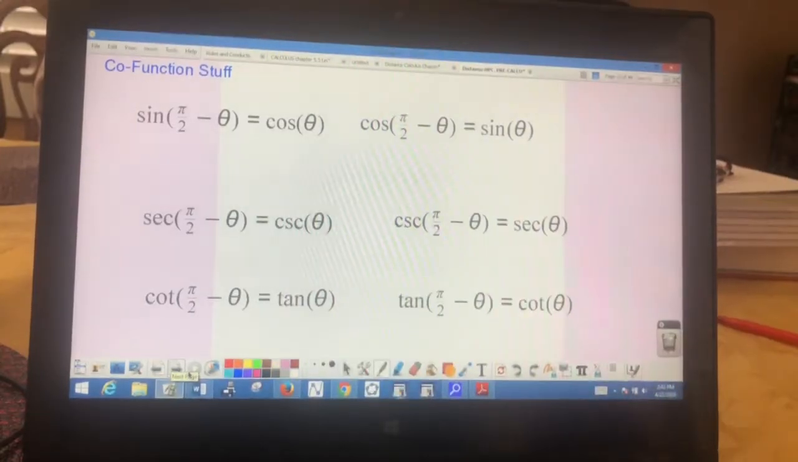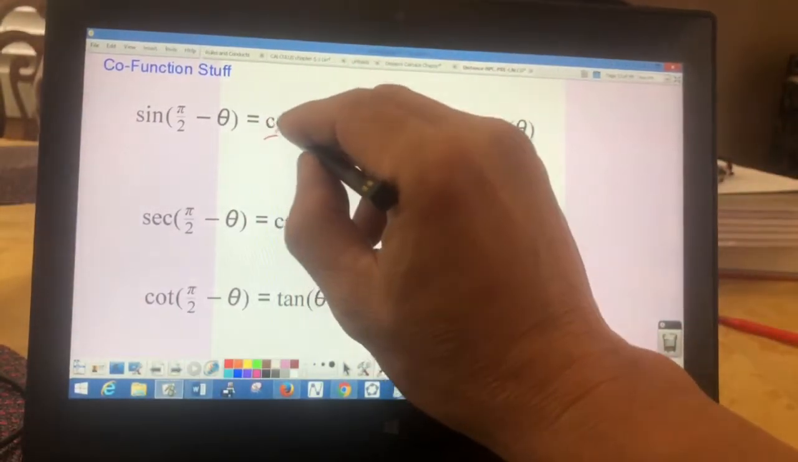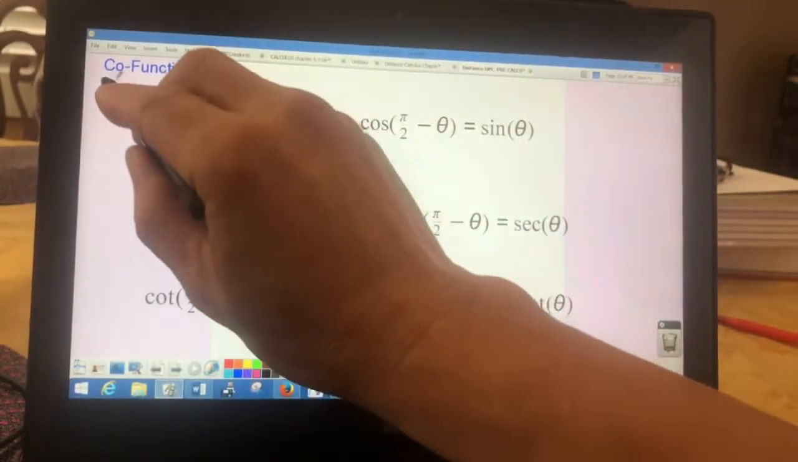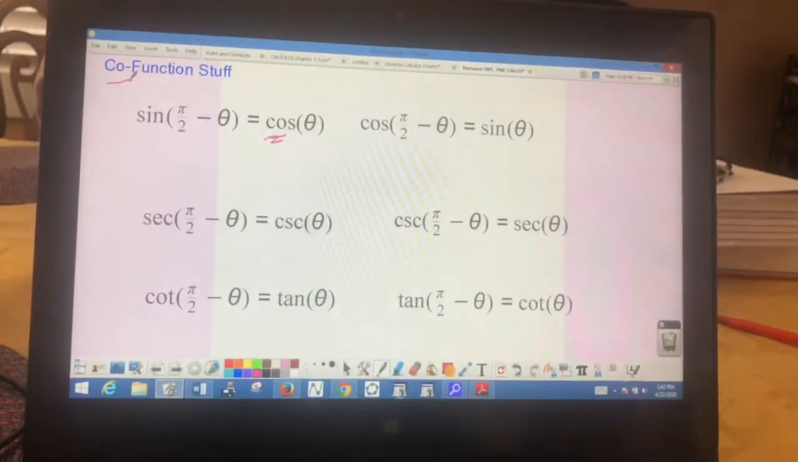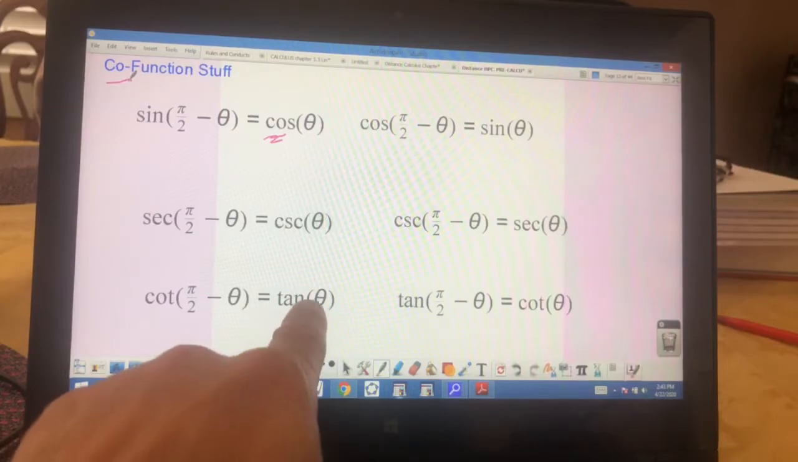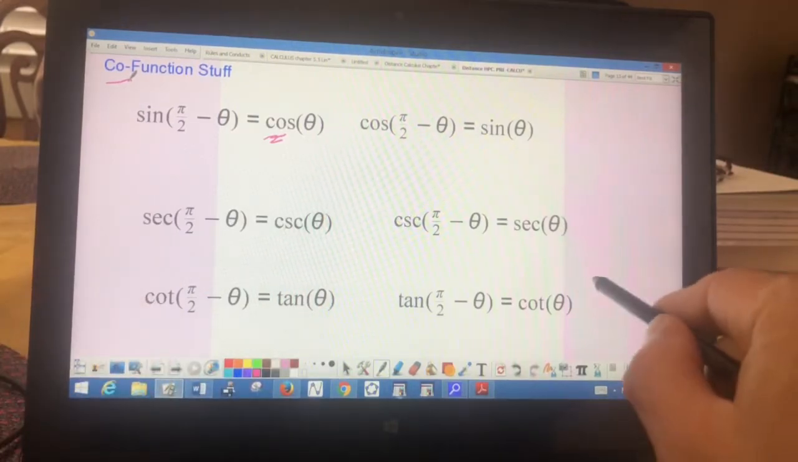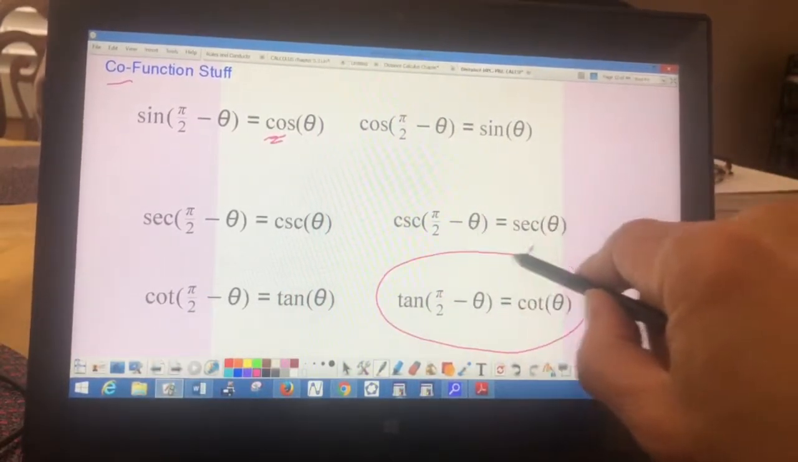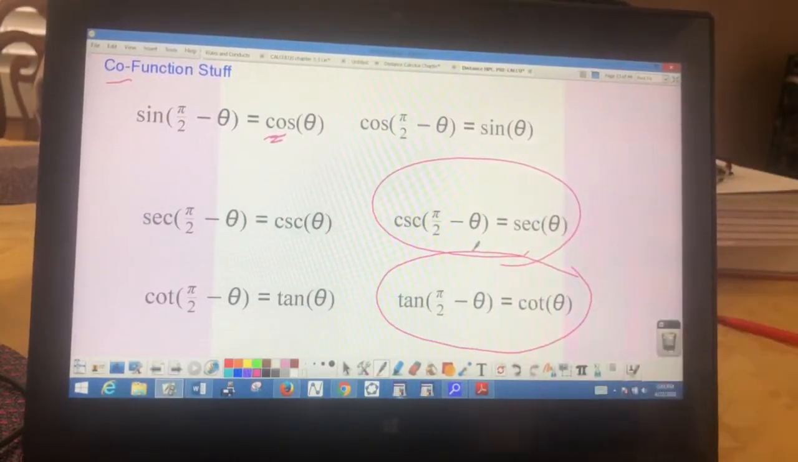Now this is the co-function stuff, okay? So the co-function, notice cosine, so that's why there's a co-function. So the sine has a co-function, which is a cosine, all right? Secant has a co-function, it's cosecant. Tangent right here has a co-function, cotangent. So now they go backward. What happens there is, these are the two functions whose angles add up to 90 degrees.